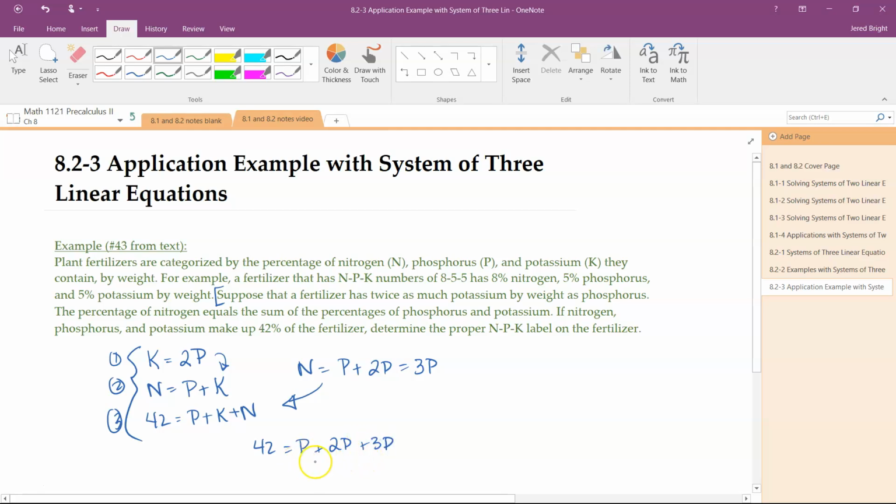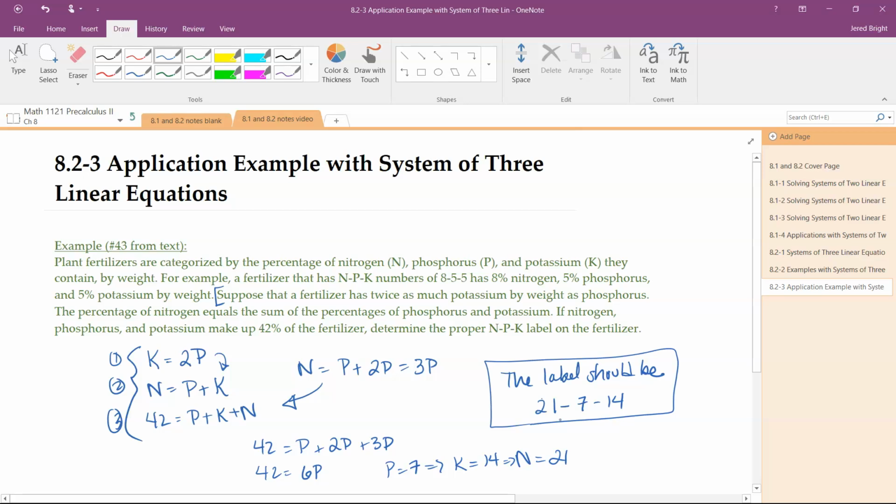So then altogether we have 42 is equal to 6P, or P is equal to 7, and consequently that means that K is 14, and then N is 21. So the label should be, let's see, N is first, so 21, P is next, 7, and then 14. All right, so that should be our solution for this one.